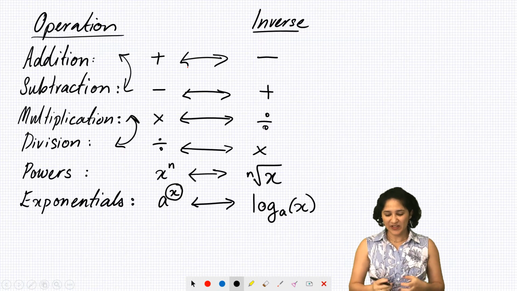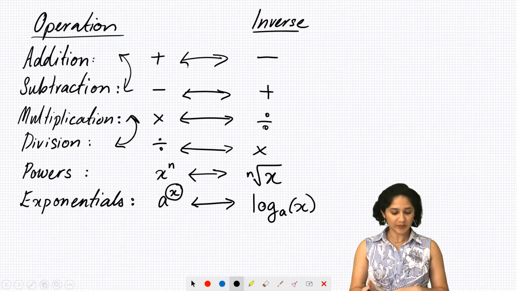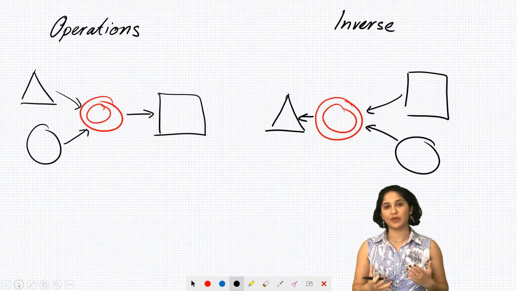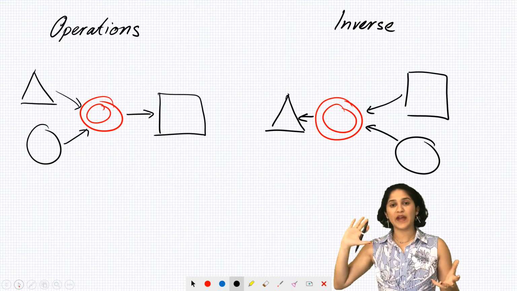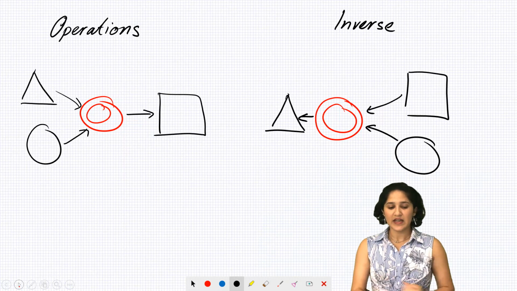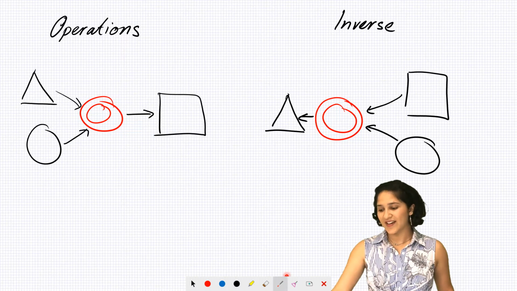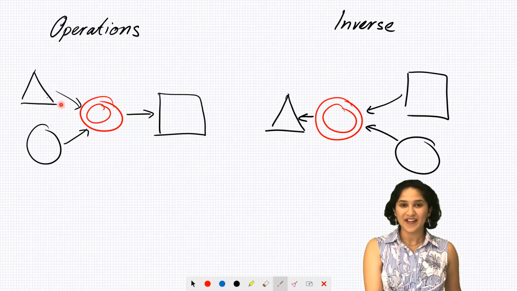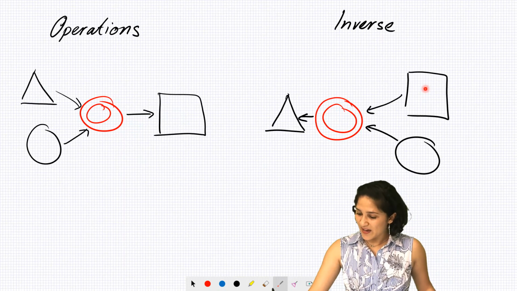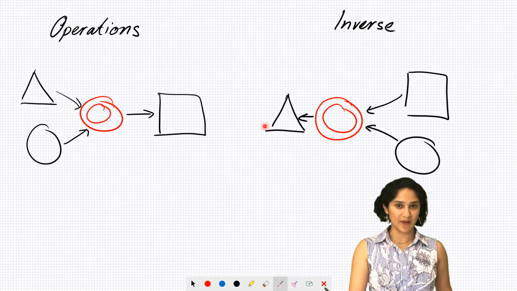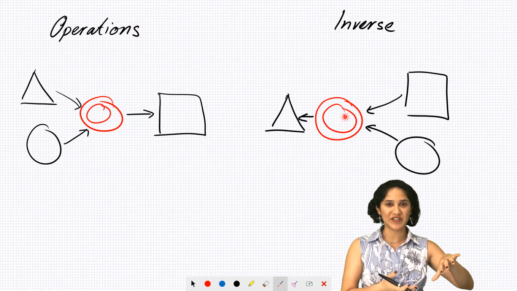All right, so that's just a quick summary of all the operations we know so far with their inverses. And that becomes useful in algebra because we use them every time we're solving an equation or rearranging an equation, and we have to undo steps, okay? So operations combine two numbers and inverses undo that. So if a triangle and a circle are becoming a square, then if we undo that, the square with the circle can become the triangle, okay? So we use the inverse function to undo the whole operation.